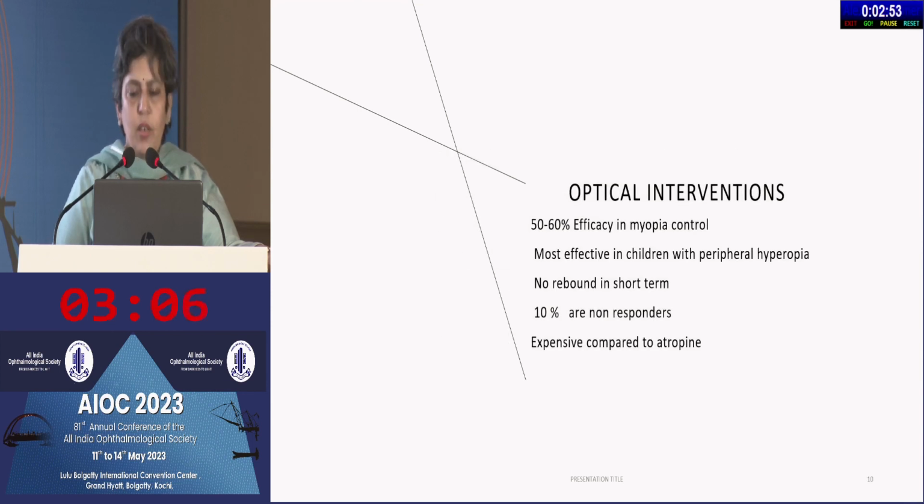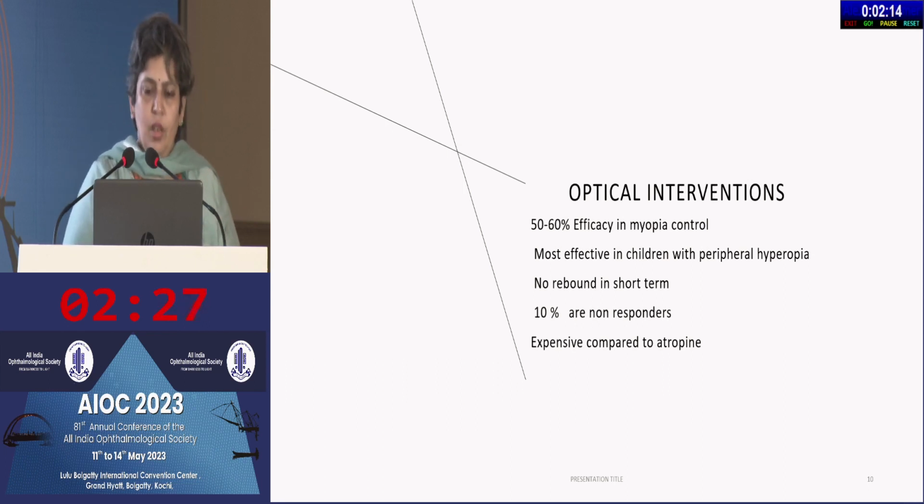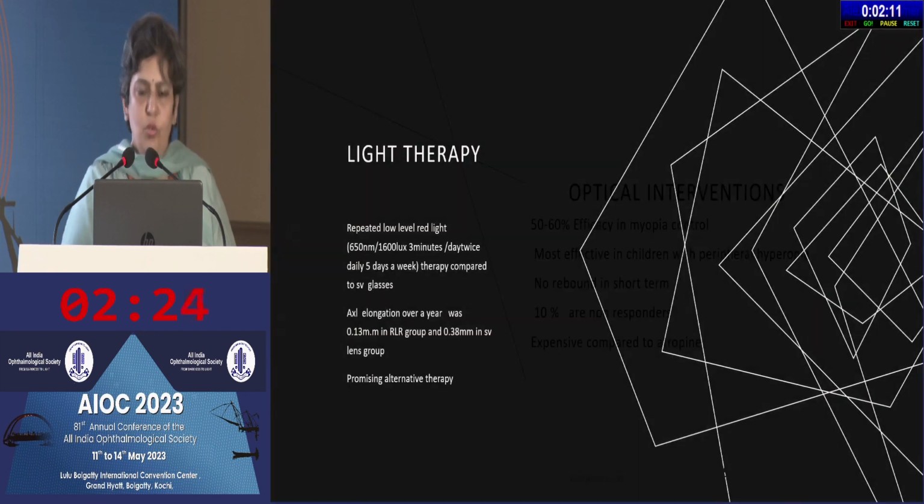So most of these optical interventions report efficacy between 50 to 60%. They are most effective in children who have relative peripheral hyperopia. That's why I said peripheral refraction is important, because these may not be very effective in children who don't have this peripheral hyperopia. We have 6-year data available, and some data on rebound for these optical interventions. So far, no major rebound has been noted. But always remember, whatever the intervention, 10 to 15% of children are likely to be non-responders. And the downside in our situation is that all these optical interventions are fairly expensive compared to anything else available, say low dose atropine.